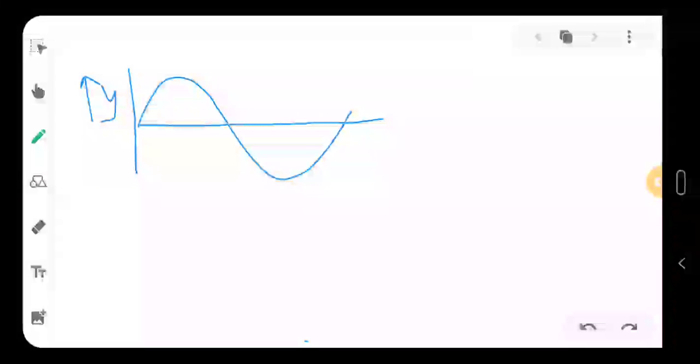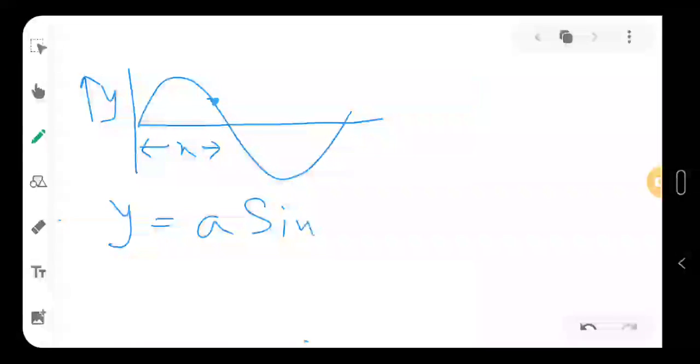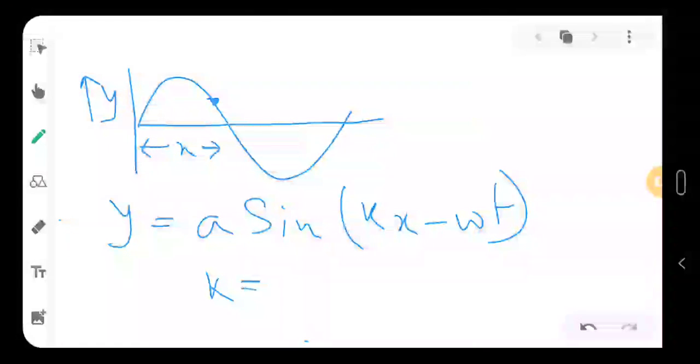Now, if I know the initial position where I am going to find the particle, if I know that x, then I can easily find out what the displacement of that particle will be. And the equation for this is given by y is equal to a sine (kx minus omega t), where k is called the propagation vector.